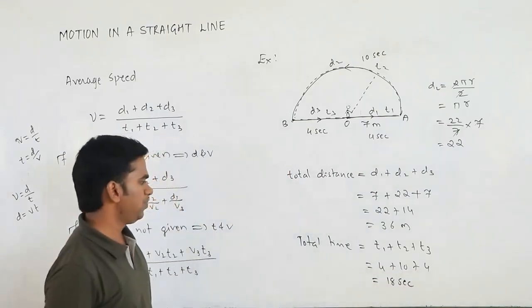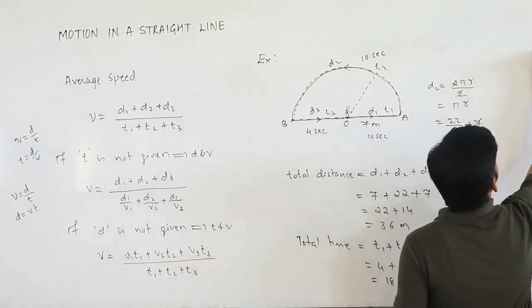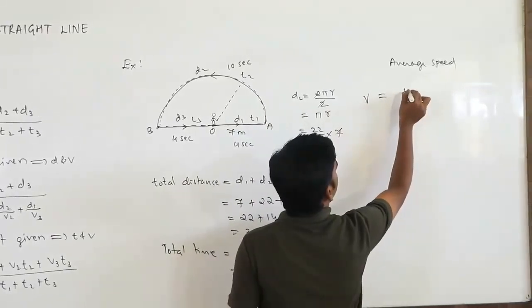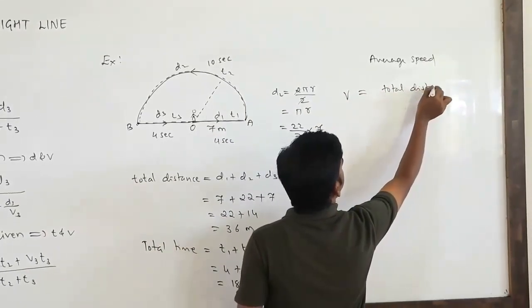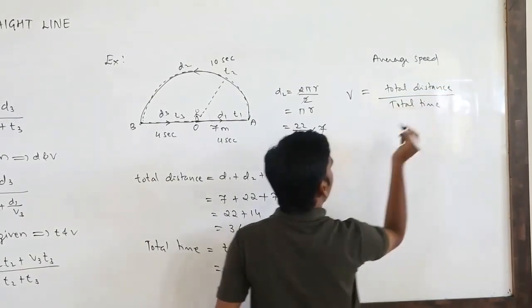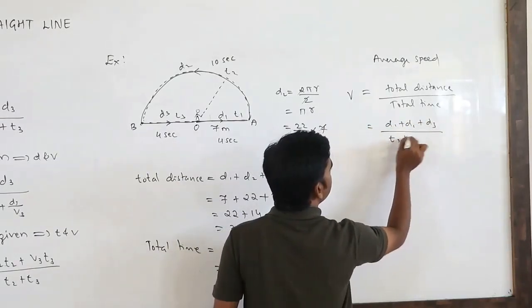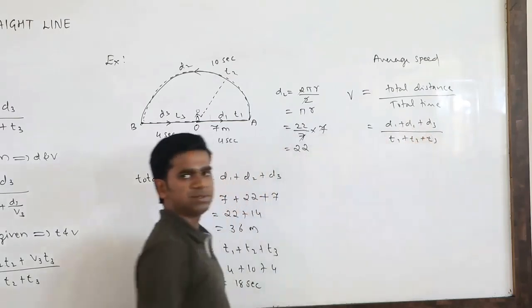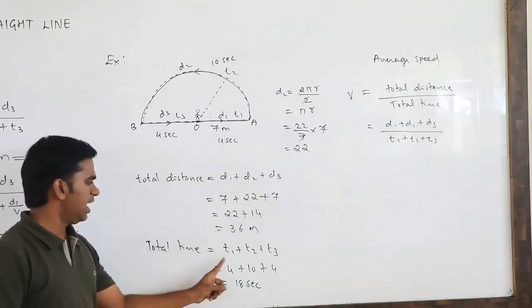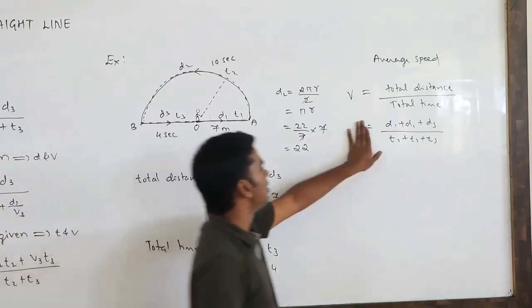Okay. So what you have to calculate? You have to calculate average speed. So what is the average speed? Average speed is equal to total distance divided by total time, or you can write it as D1 plus D2 plus D3 divided by T1 plus T2 plus T3. Which one can you use? I am not going to use this one. I have already found out D1 plus D2 plus D3, so I can use total distance divided by total time.